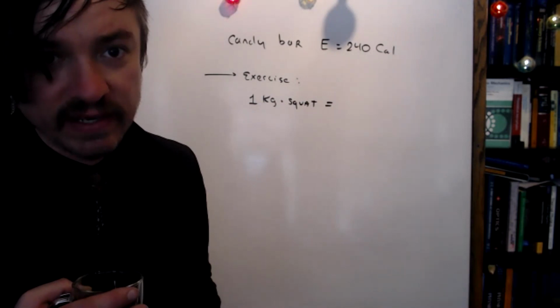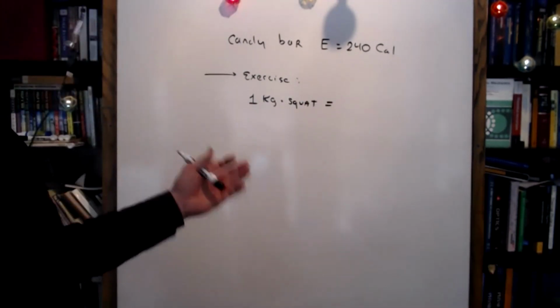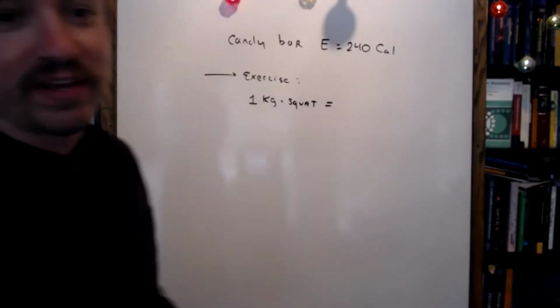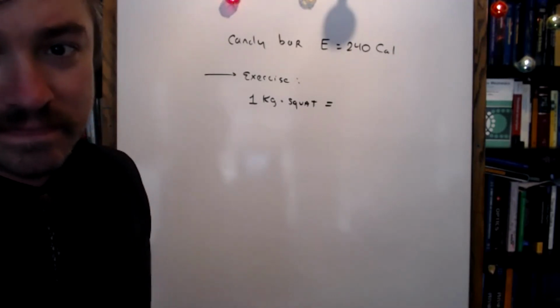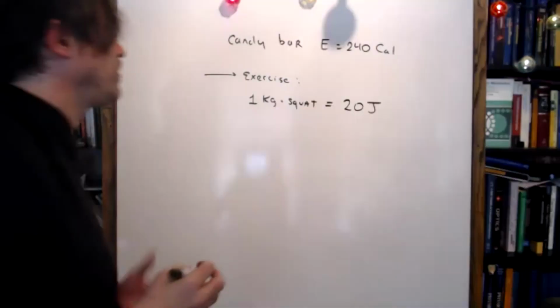Jesus Christ. It's like pouring water through a colander. Okay. How much energy does it cost to lift a 1 kilogram mass 2 meters above the ground? 20 joules. Thank you. The 1 kilogram squat putatively will burn off 20 joules.